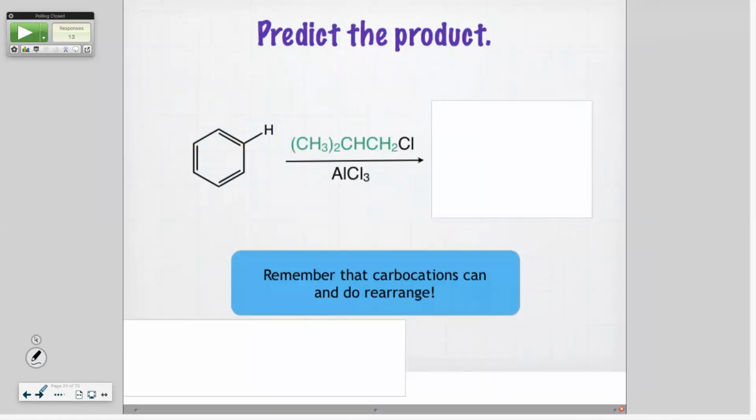Okay, so predict the product. Predict the product. Okay, you have a little clue there.